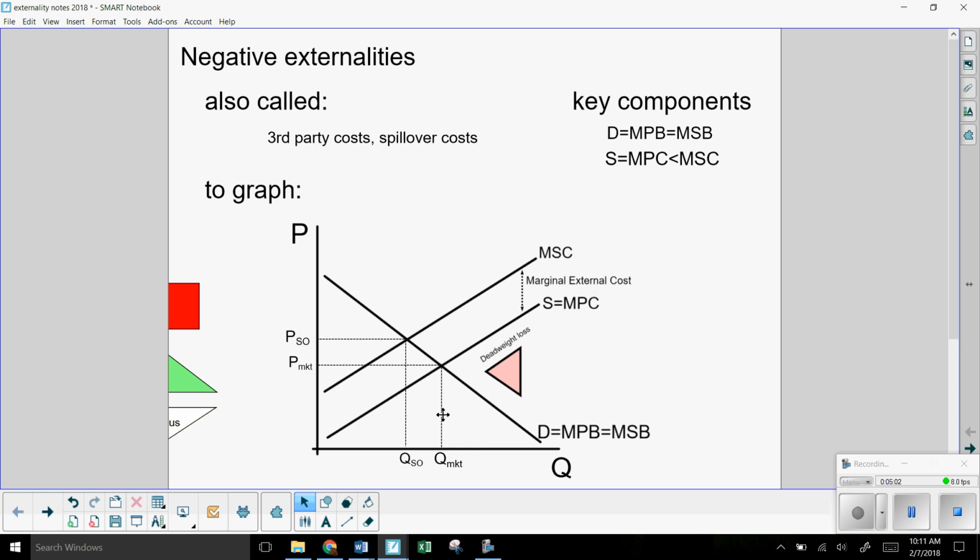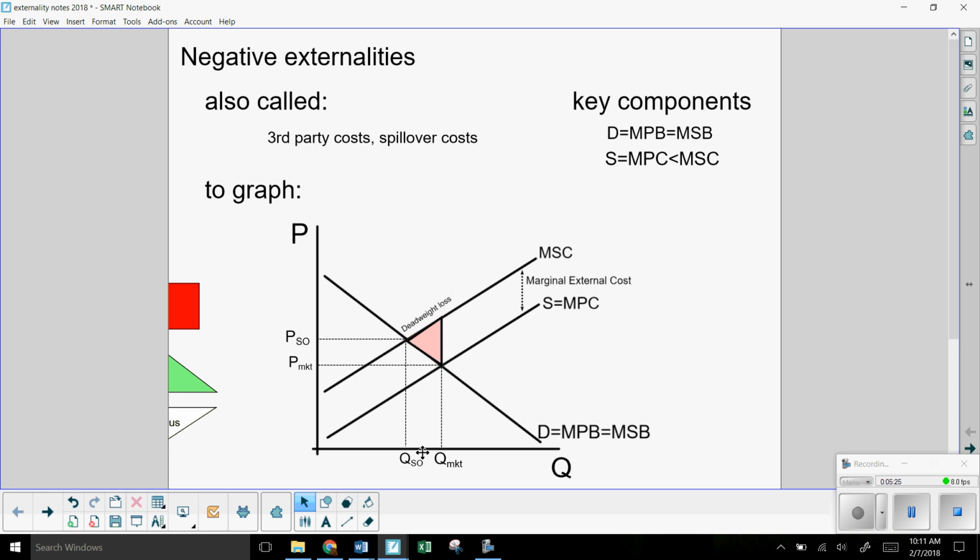Well, we've made too many. You could say that we have over-allocated resources to the production of this good, and that the market has ended up underpricing the good. So you can see that by the comparison of the two prices and the two quantities. And from this, we could deduce that we should not have made units between QSO and Q market. Why not? Well, let's think about the QSO.